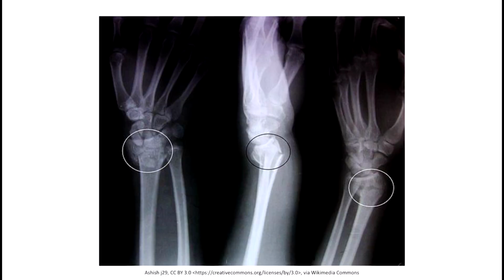Here's what the Colles fracture looks like on a series of x-rays of the wrist. Note how the distal radius is angulated towards the carpal tunnel, where it can compress the median nerve as it courses through the carpal tunnel and lead to median nerve palsy.